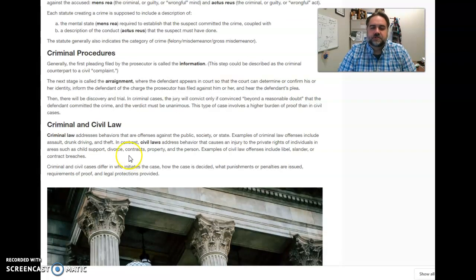Criminal procedure, generally the first pleading filed by the prosecutor is called the information. The next stage is called the arraignment, where the defendant appears in court so that the court can determine or confirm his or her identity, inform the defendant of the charges the prosecutor has laid or filed against him or her, and hear the defendant's plea.